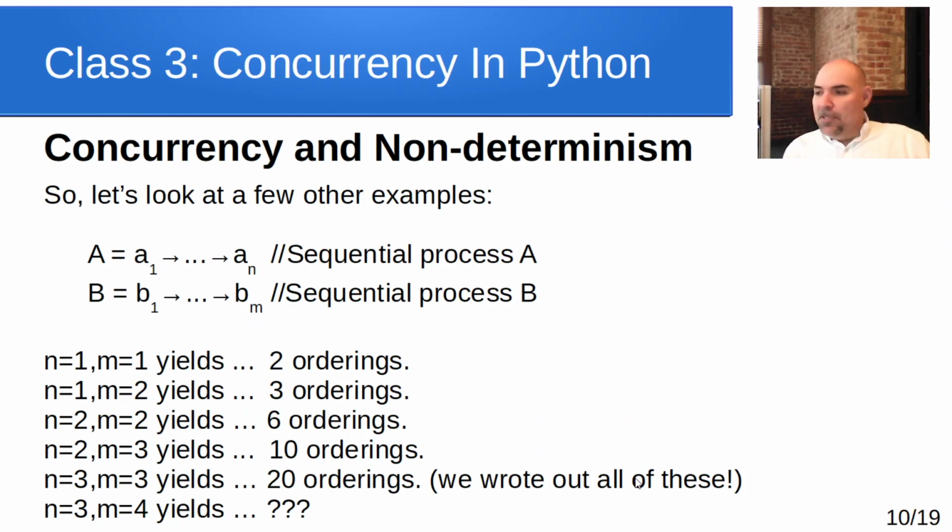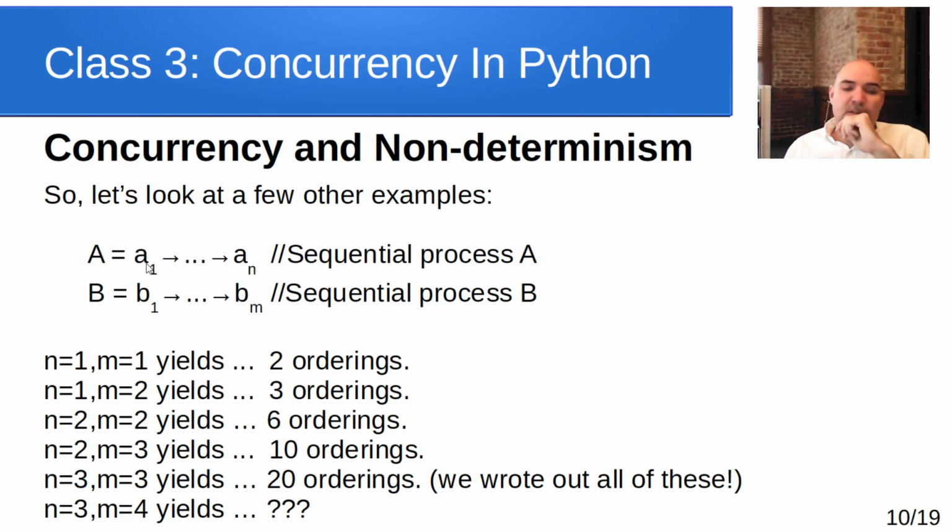Okay, so let's look at a few examples here. If, instead of having 3 and 3, we had different numbers of instructions, like 1 and 1, there are two orderings. The A comes first and then the B, or the B comes first and then the A. If I have 1 and 2, there are 3 orderings: A, B1, B2; B1, A, B2; B1, B2, A. So you just move the A through, and then you have all the possibilities.